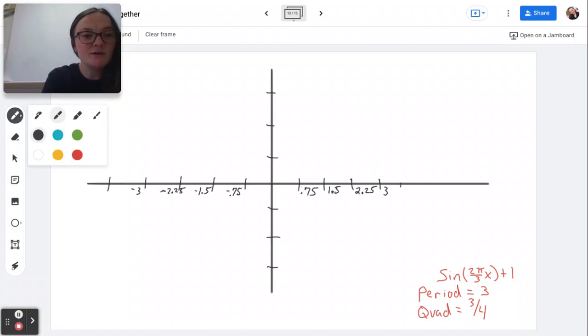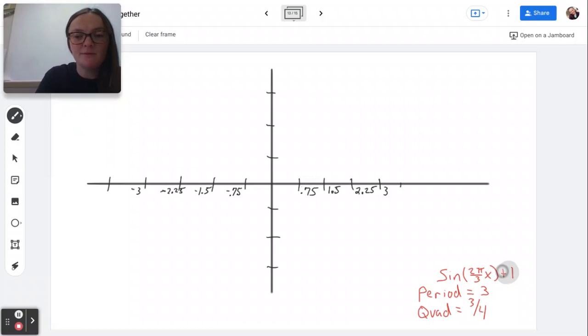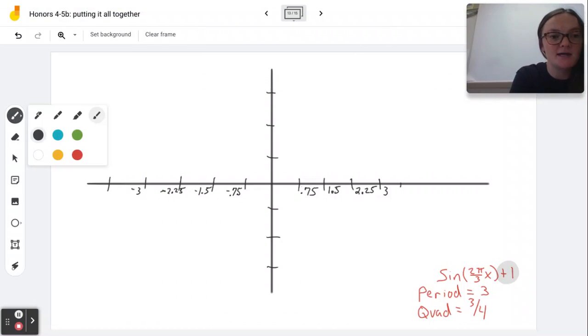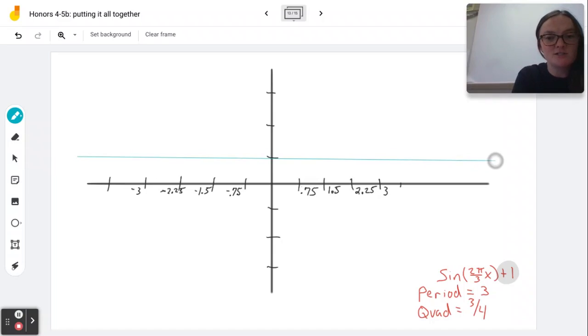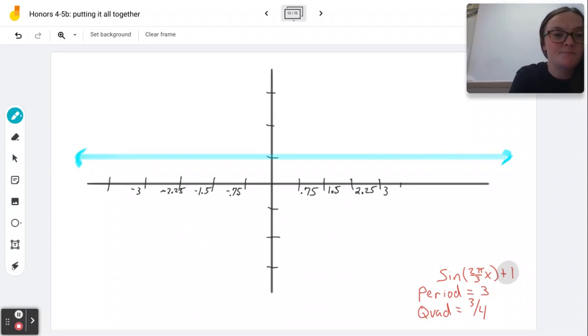All right, so the next thing that I want to focus on is that we're going to get a brand new midline. We know we're going to get a brand new midline because we're adding 1 to both sides. So let's first start by establishing that we have a brand new midline. Specifically, the brand new midline is going to be now at the line y is equal to 1. So we're bringing the whole midline up.